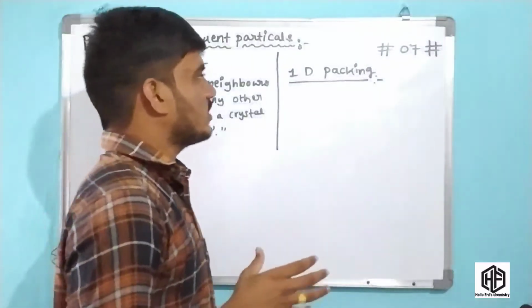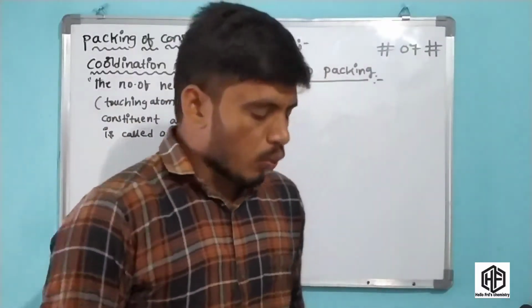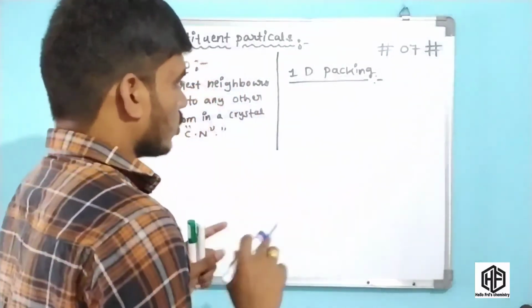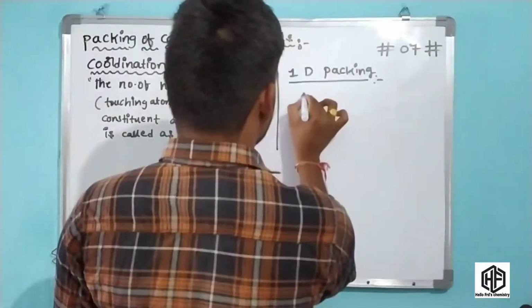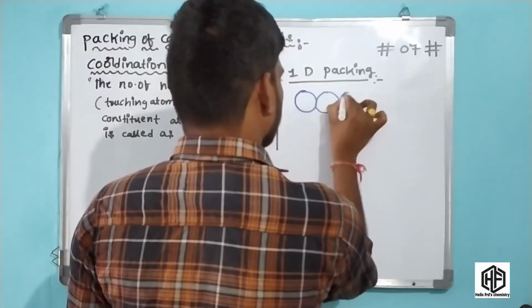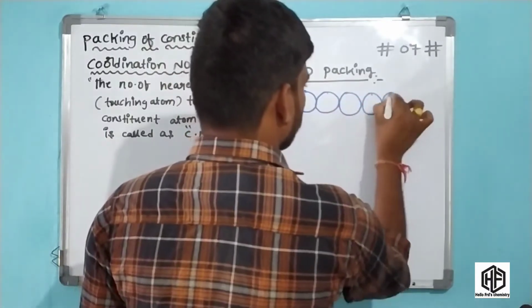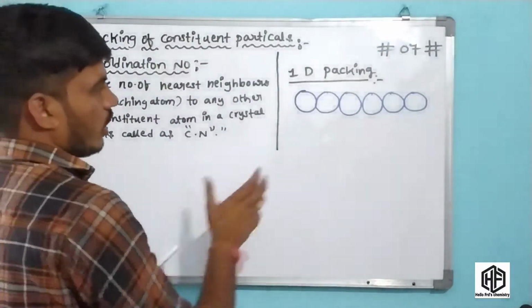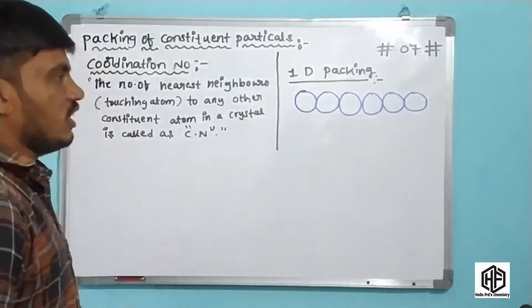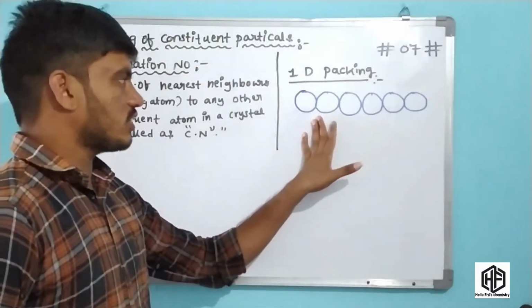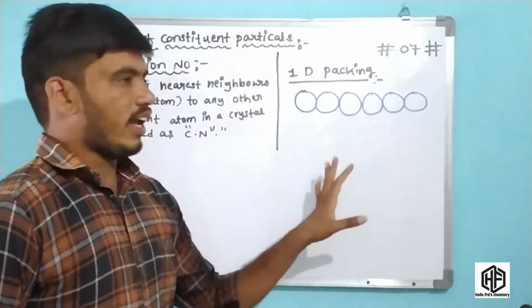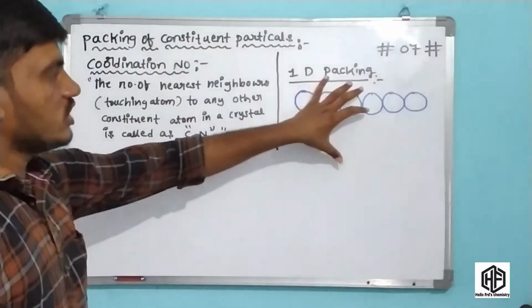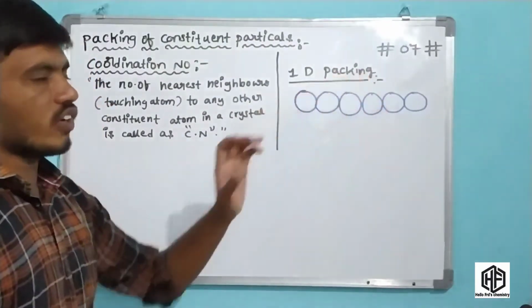Friends, consider a one-dimensional close packing. In one-dimensional close packing, the atoms are arranged in some order, like this. The atoms are of spherical shape. In one-dimensional close packing, atoms are arranged in this direction. This is only one dimension, it means only the x direction. The constituent particles are arranged in this direction. Okay friends, this is the one-dimensional close packing of constituent particles.